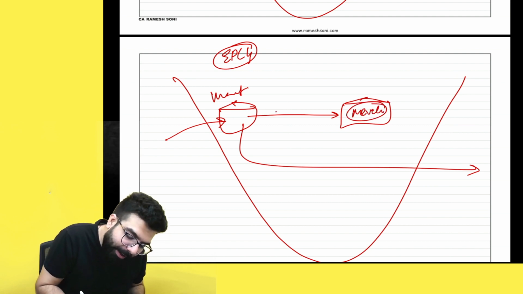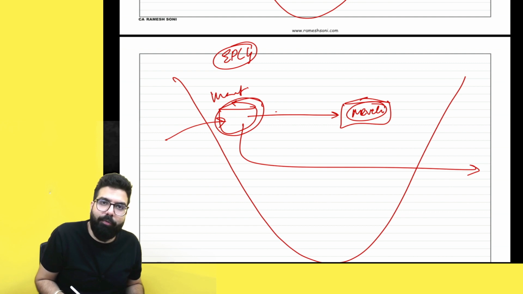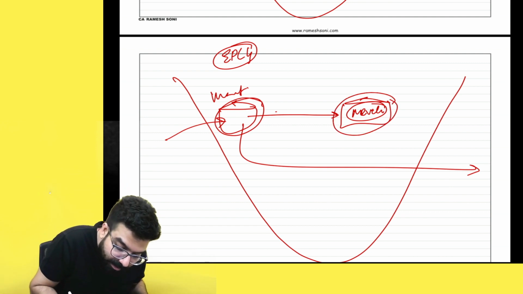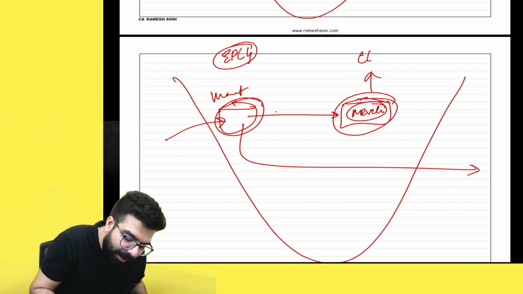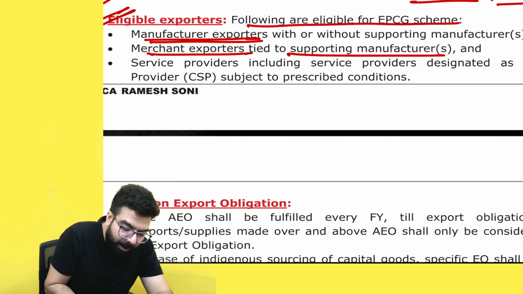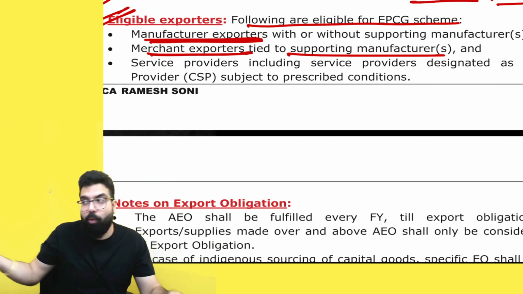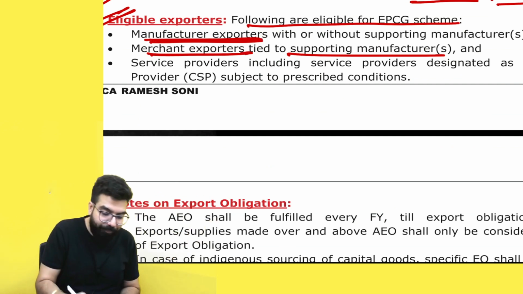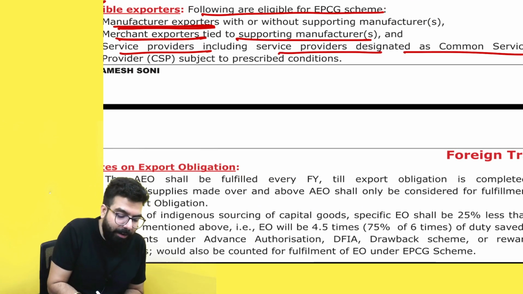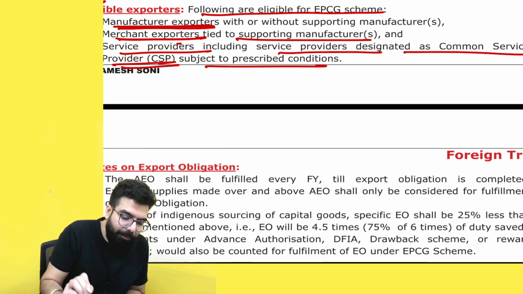So, Baba, in that scenario also, I can get advance authorization, and I can also get EPCG authorization, as well as this person. That's what they are telling over here. A manufacturer exporter, a merchant exporter who is buying and exporting, can also get it. A service provider, including a service provider designated as CSP, can also get it.